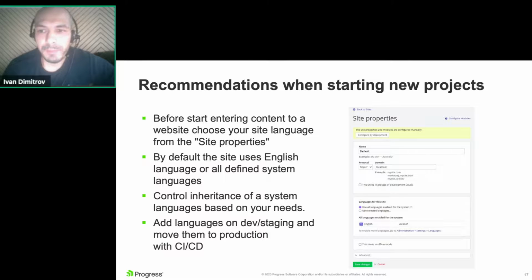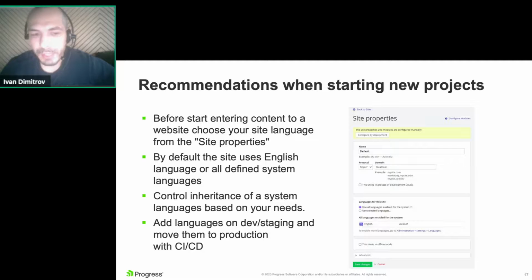We recommend that before you start entering content to a website, you choose your site language from the site property screen. This is the screen that I was talking about. Hope the screenshot is not very good, but at least it gives an idea where to look. By default, the site uses English. This is the default culture that exists when you create a project, and it's the language defined under the system languages.